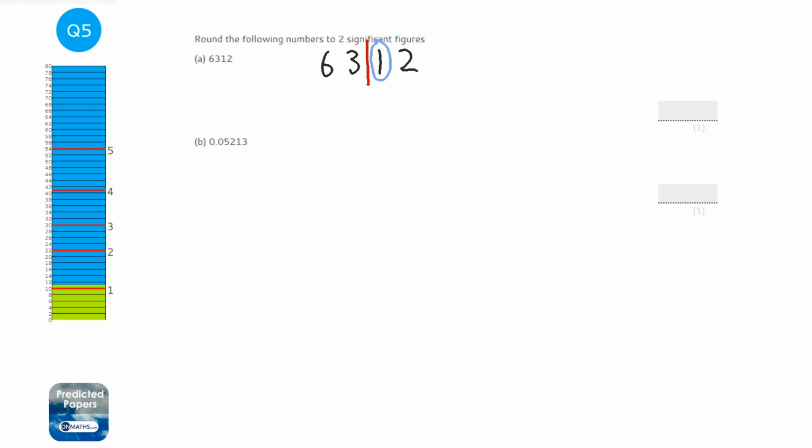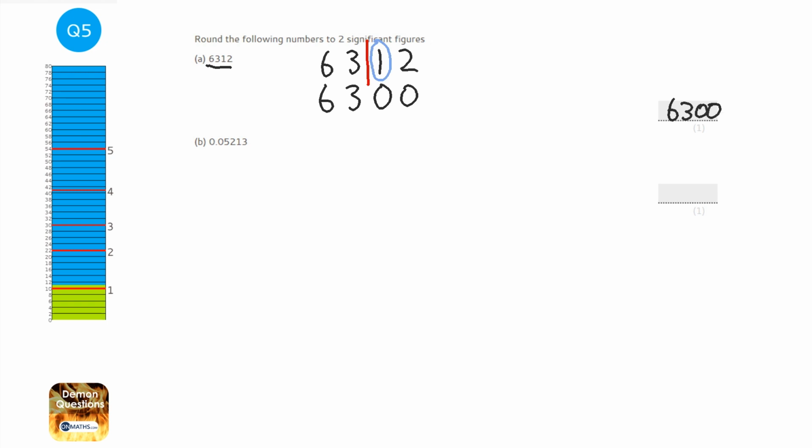If that number is a 5 or more, that 3 will go up by 1. If it's less than 5, that 3 will stay the same. Now because it's less than 5, that 3 will stay the same. But have a think about it. If 6,312 people visited or were at a football match and someone said, "Oh, can you tell me roughly how many that was?" If you said 63, that doesn't make any kind of sense. So the mistake that I've made, and the mistake most people make with this question, is they forget that the 1 and the 2 don't disappear. They turn to 0. So the answer is 6,300.